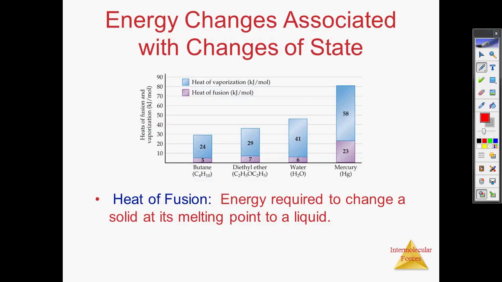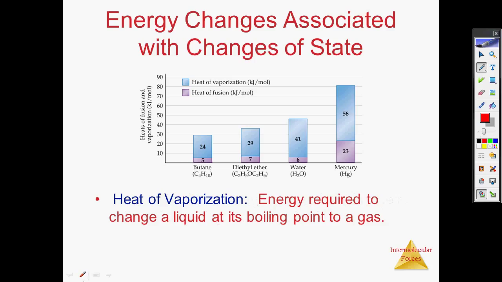Energy changes associated with changes of state, heat of vaporization, heat of fusion. We do have a worksheet that you picked up that we're going to be doing here in just a couple minutes. Heat of fusion: energy required to change a solid at its melting point to a liquid. Heat of vaporization: energy required to change a liquid at its boiling point to a gas. All right, we're going to calculate those.